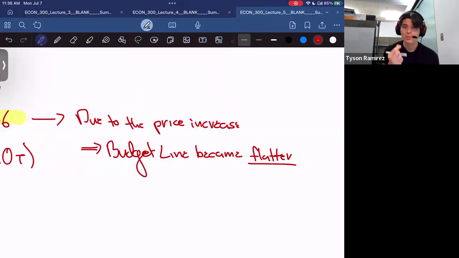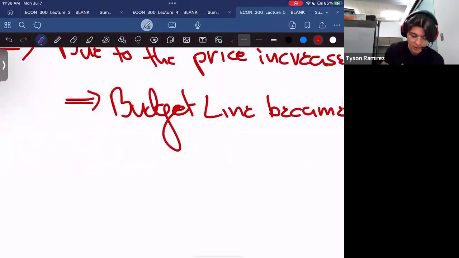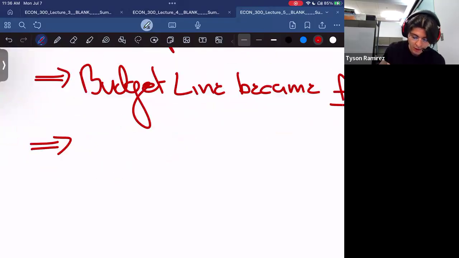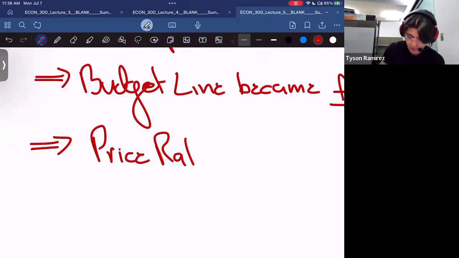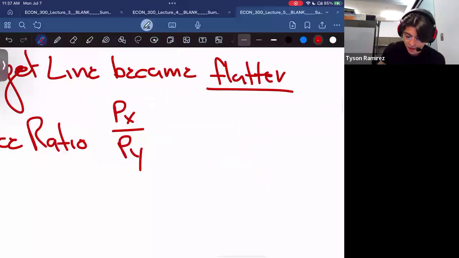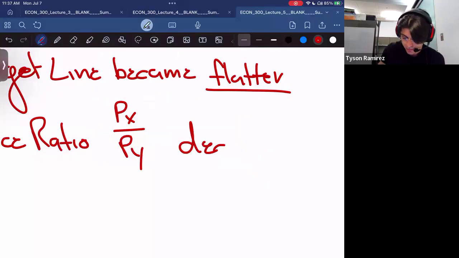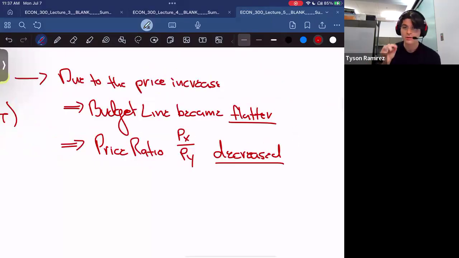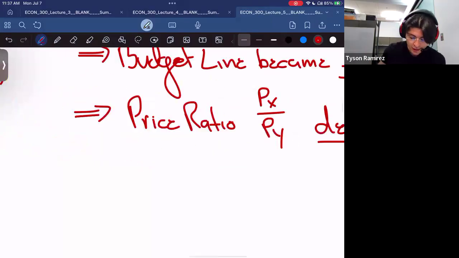So if the budget line became flatter, that means that, remember, the price ratio is PX over PY, the price of the good on the x-axis divided by the price of the good on the y-axis. The price of the good on the y-axis increased. So the price ratio decreased.